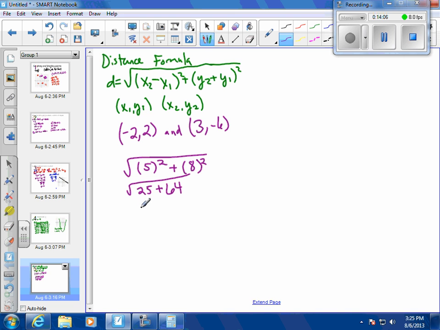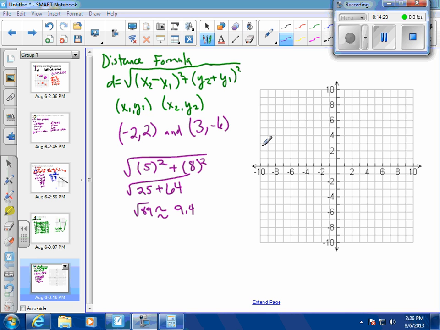25 plus 64 is 89, and I get the square root of 89. The square root of 89 is about 9.4. So the distance between these 2 points is about 9.4. We can only estimate because 89 is not a perfect square.